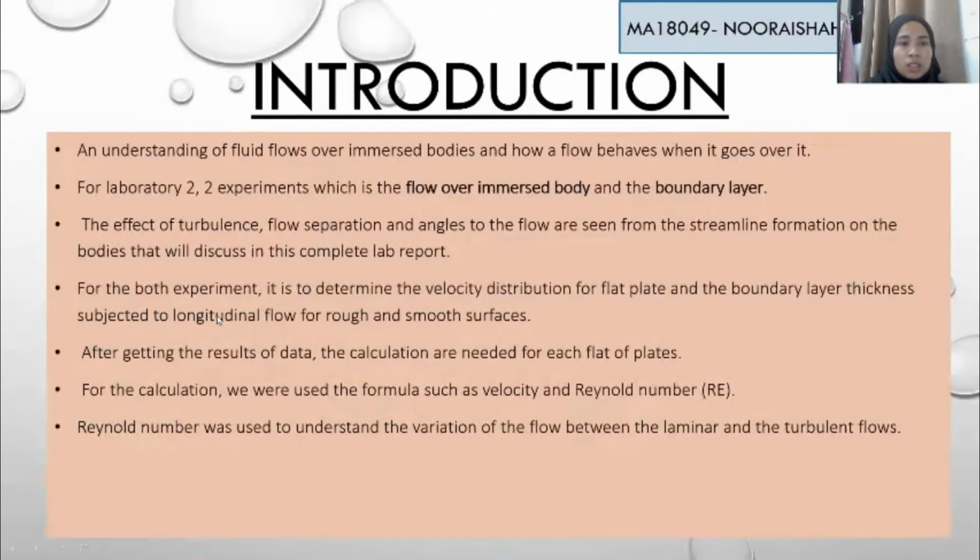For both experiments, the aim is to determine the velocity distribution for a flat plate and the boundary layer thickness subjected to longitudinal flow for rough and smooth surfaces. After getting the result of the data, the calculation is needed for each plate. After we do the calculation, we use the formulas for velocity and Reynolds number. The Reynolds number is used to understand the variation of the flow between laminar and turbulent flow.